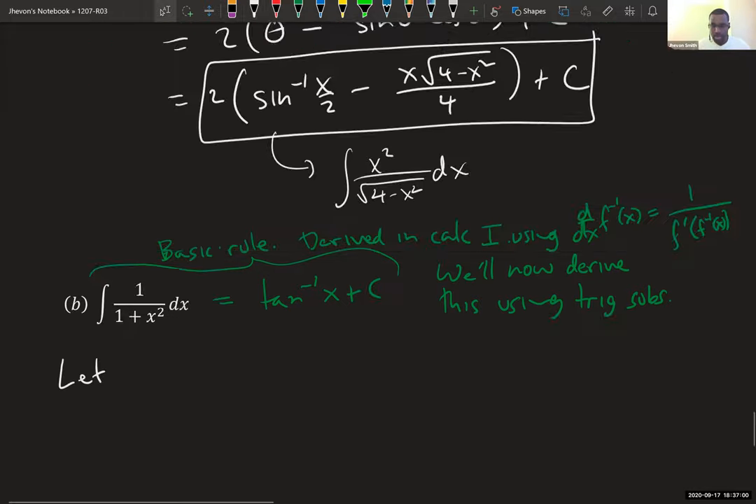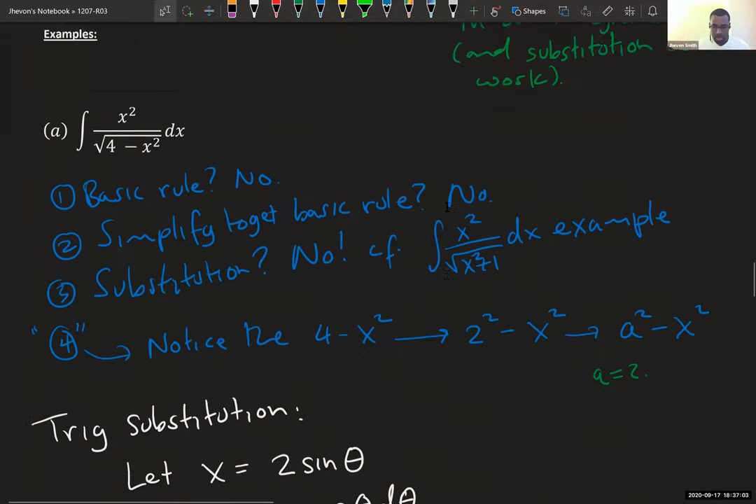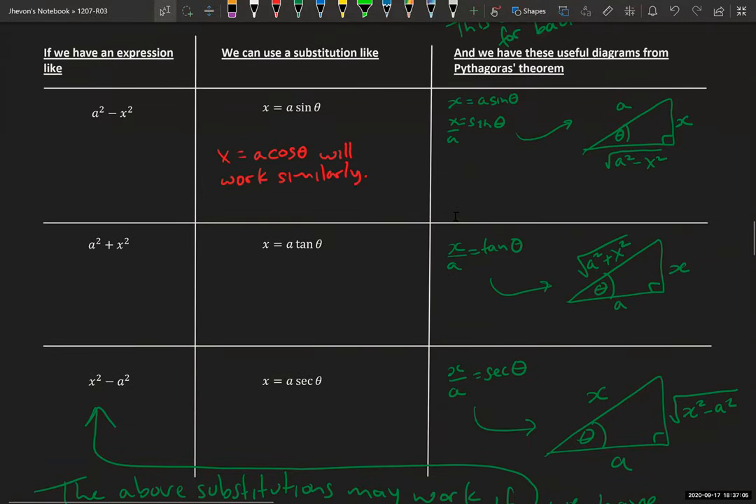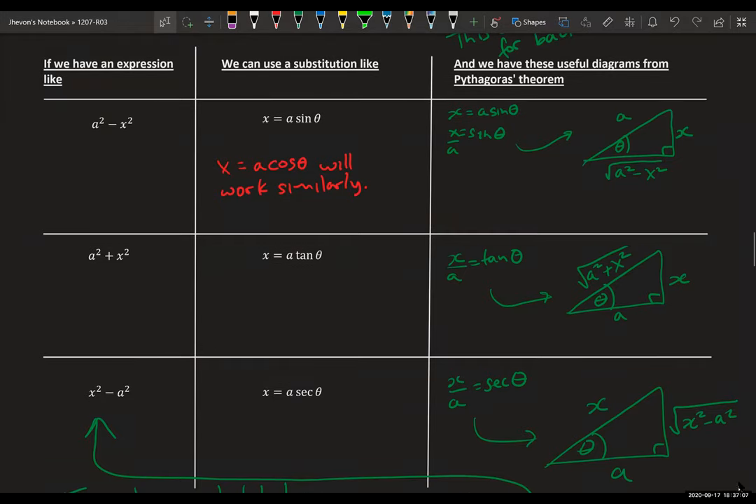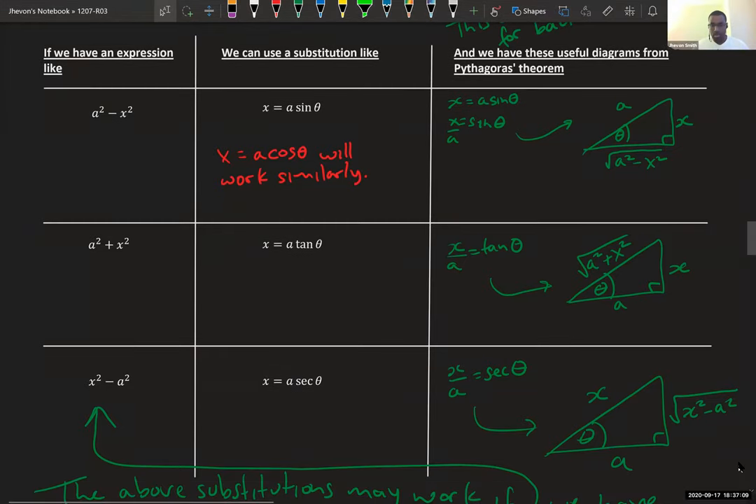Did you guys get the table? Let me scroll back up here to the table. So you should probably take a picture of that. I'll give you like 5 seconds. Take a screenshot or whatever. 5, 4, 3, 2, 1. Okay.